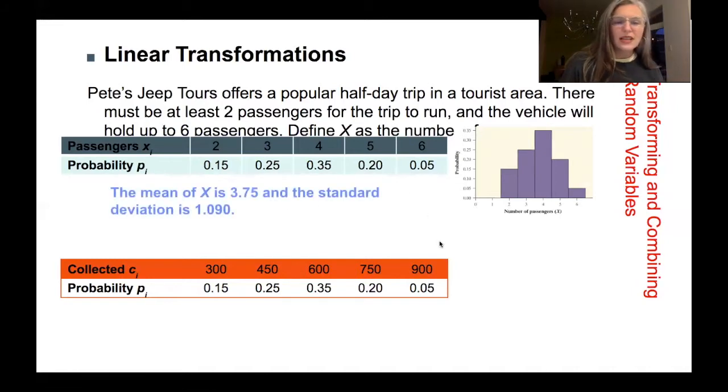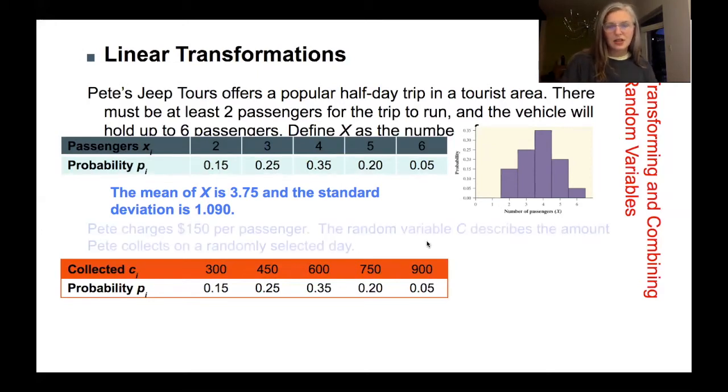And so let's say I tell you that the mean is 3.75 and the standard deviation is 1.090. Now I can be more specific in my explanation now that I have more information. I can say, okay, the mean is actually 3.75, and I want to be specific. So I would say the mean is 3.75 passengers in the Jeep with a standard deviation of 1.090 passengers, right? So now I can be more specific with my center and my spread.